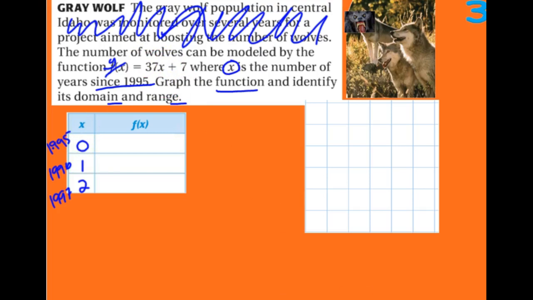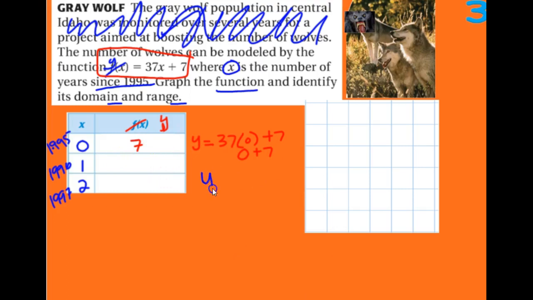So in our equation right here, remember f of x is just y. Ooh, my pen's going crazy today. Come on, try that again. y, there we go. y equals 37 times x, and x is first 0. There we go. So anything times 0 is 0. So 0 plus 7 is just 7.